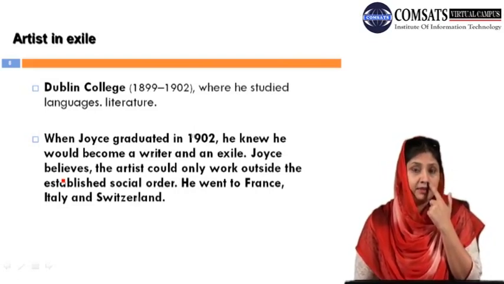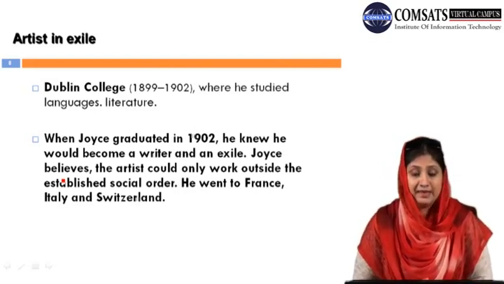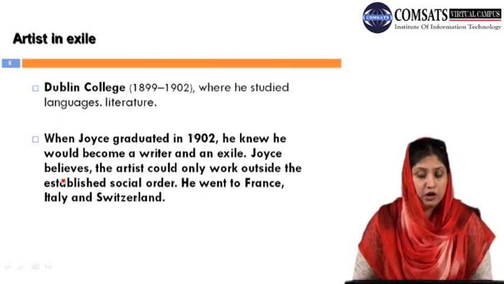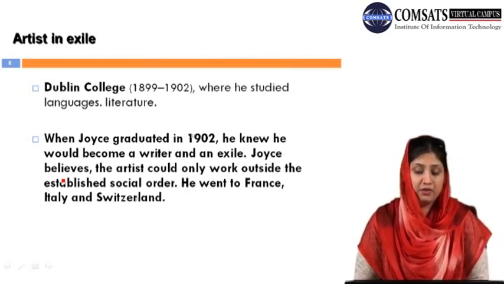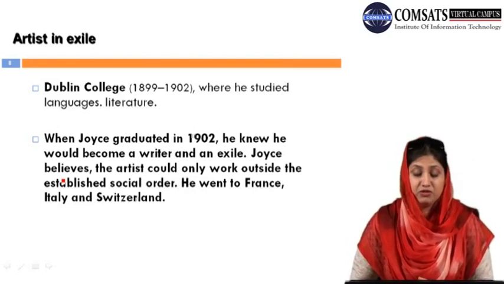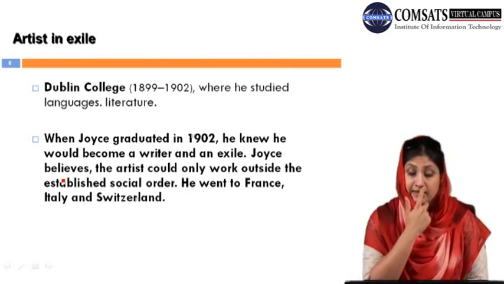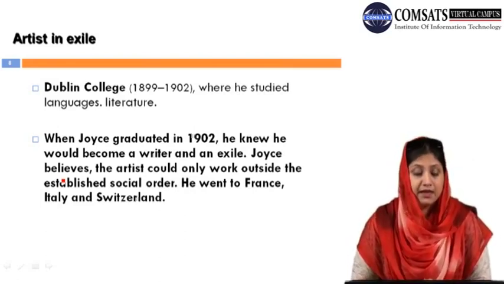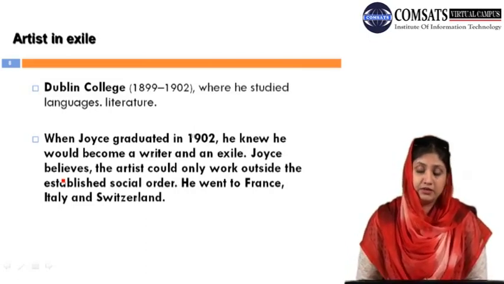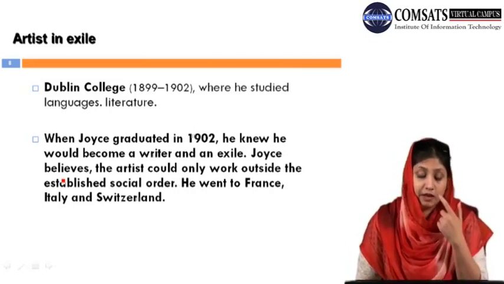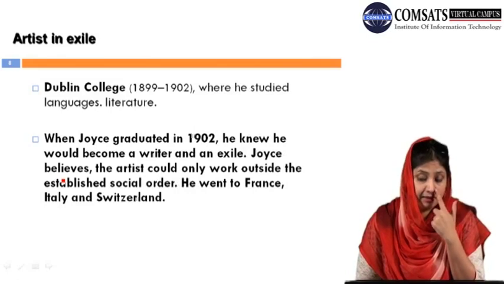Now we see some information about his exile. Dublin College, and we are talking about 1899 to 1902, it's 3 to 4 years time, where he studied languages and literature. When Joyce graduated in 1902, he knew he would become a writer and an exile.